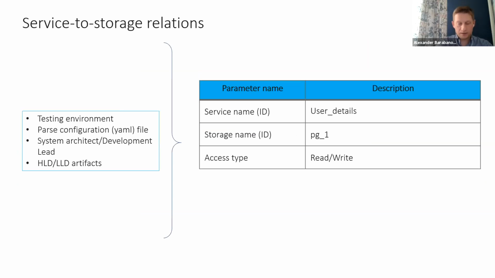To identify that connection, you may analyze some testing environment, or ask your team lead or development team lead or system architect, or even analyze a YAML file in order to understand which microservices have access to which storages. And as well as the connection between service and storage, like service ID and storage ID, you also have to identify an access type. For example, read-write access type, or only read access type, and that will help you in future activities related to application security.